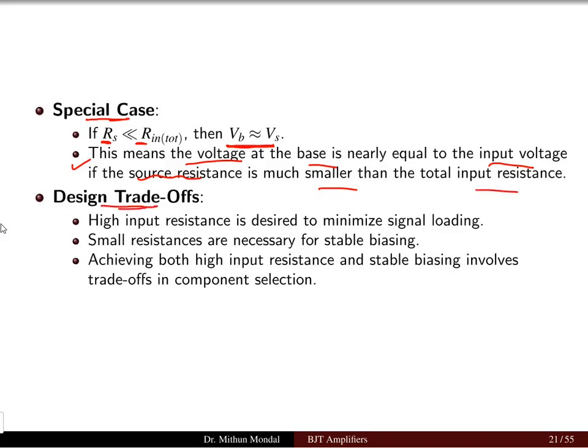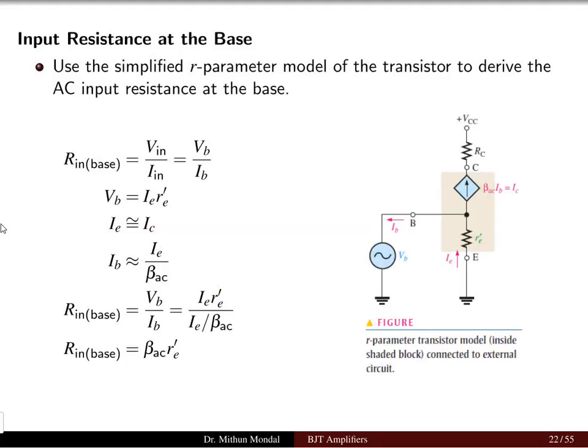So there is a design trade-off. High input resistance is desired to minimize signal loading, so whenever we want to minimize signal loading, we prefer high input resistance. Small resistances are necessary for stable biasing, so if you need stable biasing, we go for small resistances. Achieving both high input resistance and stable biasing involves a trade-off in component selection. So the resistors have to be chosen appropriately, taking both signal loading and stable biasing into consideration.